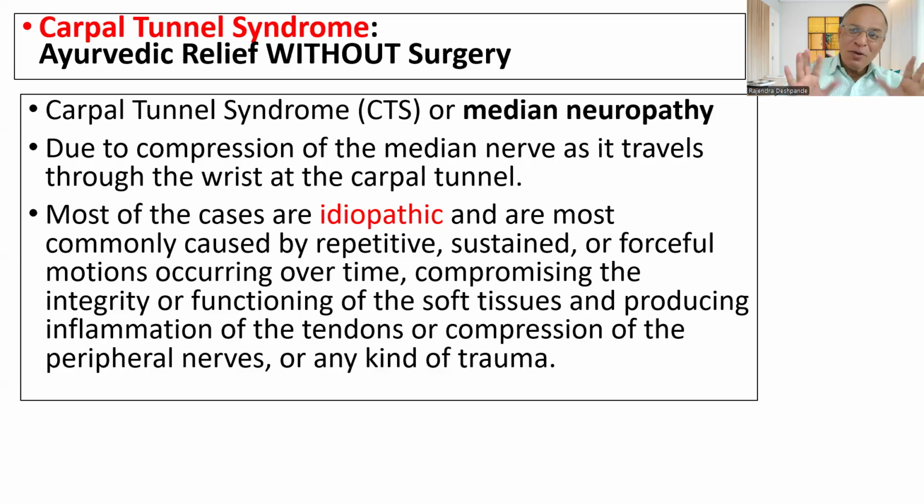Idiopathic means the cause cannot be known, cannot be explained, cannot be found. The only word is idiopathic. The probable causes are repetitive, sustained or forceful motion occurring over time, especially sports activity with your hands like lawn tennis. It compromises the integrity or functioning of soft tissues, producing inflammation of the tendons or compression of peripheral nerves, or there may be a type of trauma.